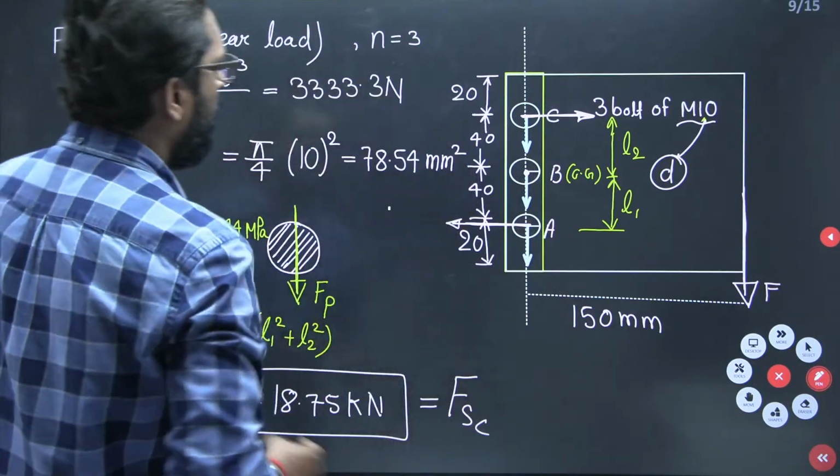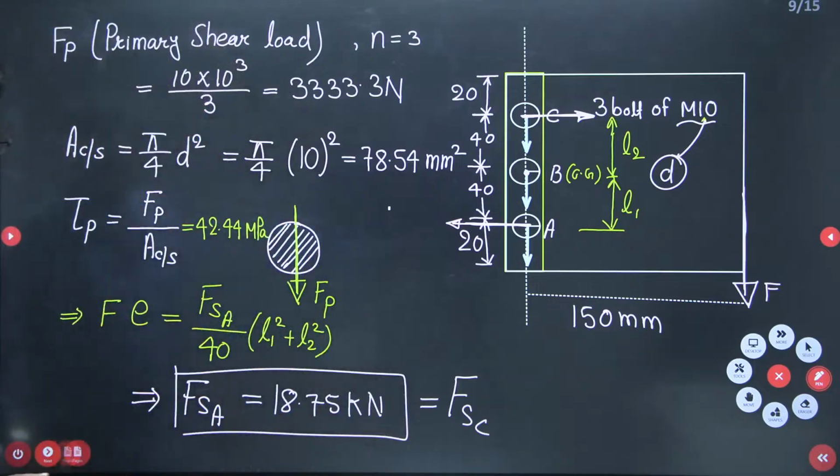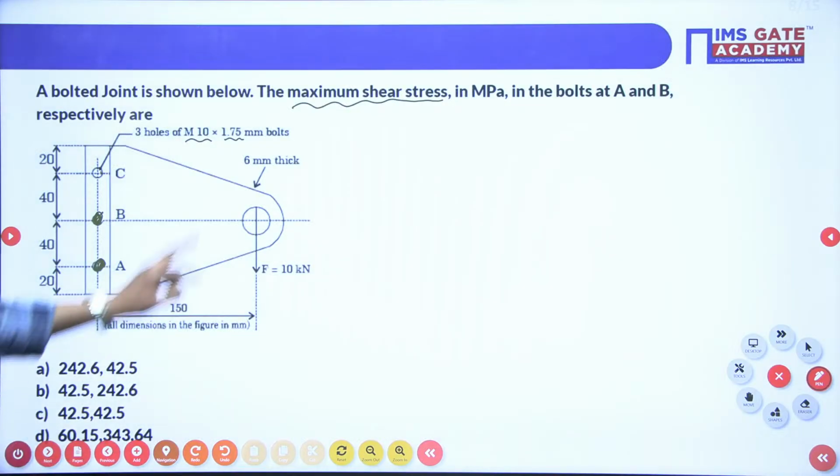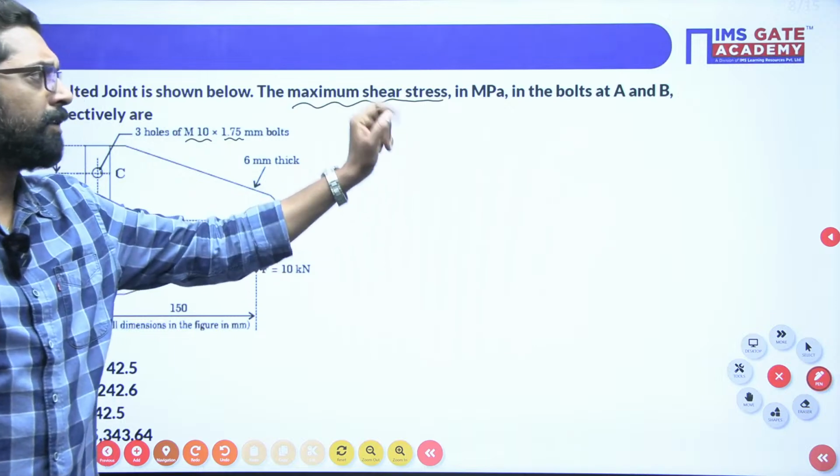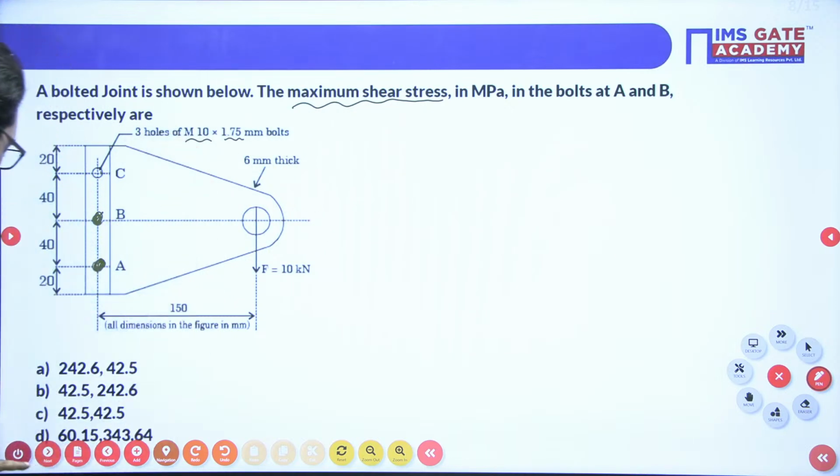Now, the question they asked is the maximum shear stress in bolts A and B. So my dear, in bolt B, what is the maximum shear stress? Maximum shear is only primary. Why? Because this is at the CG. So for the primary, how much is it?